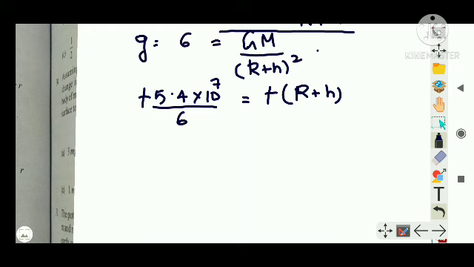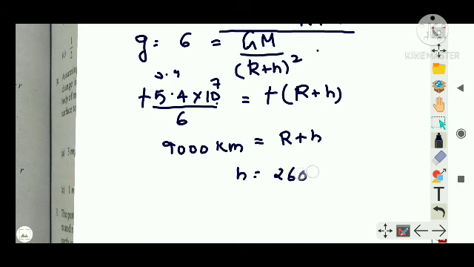So let us find what r plus h is. You will find this value as around 9000 kilometer, that is 10 to power 3, so it will be 9 into 10 to power 6 meter. This is in meter, I believe. So this much is clear. That is equal to r plus h, and r is taken as 6400 kilometer. So h will be equal to 2600 kilometer.